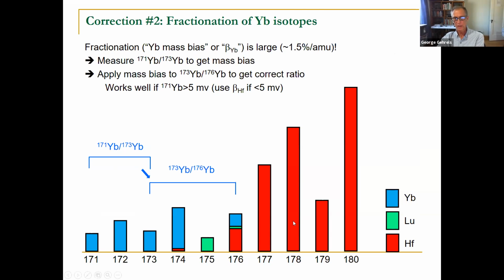And that's because ytterbium and hafnium behave quite similar geochemically. So we measure 171, 173, and then we apply that ratio to the 173, 176 ratio, and you'll see why we do that in just a minute.